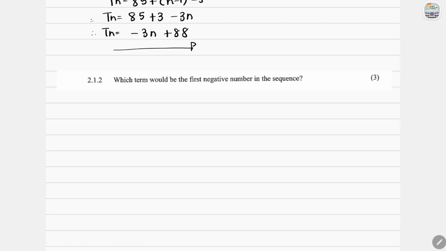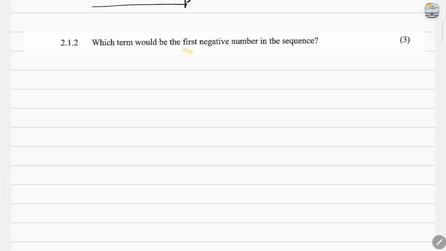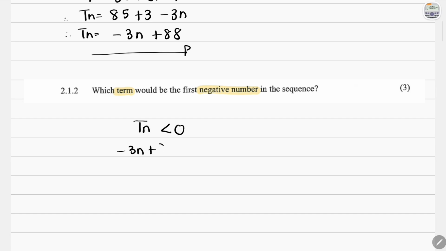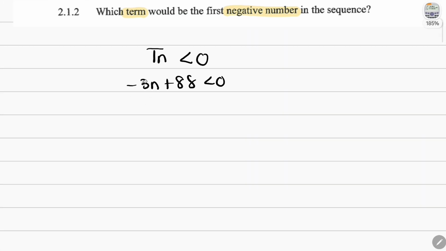Question 2.1.2 says, which term would be the first negative number in the sequence? So which term would be the first negative number? We can just find out where our terms will have negative values, so where Tn will be less than 0. So that is negative 3n plus 88 is less than 0. Now, it would be best to just leave this here because you're still going to have to figure out that inequality. So negative 3n is less than, and transpose that, negative 88.